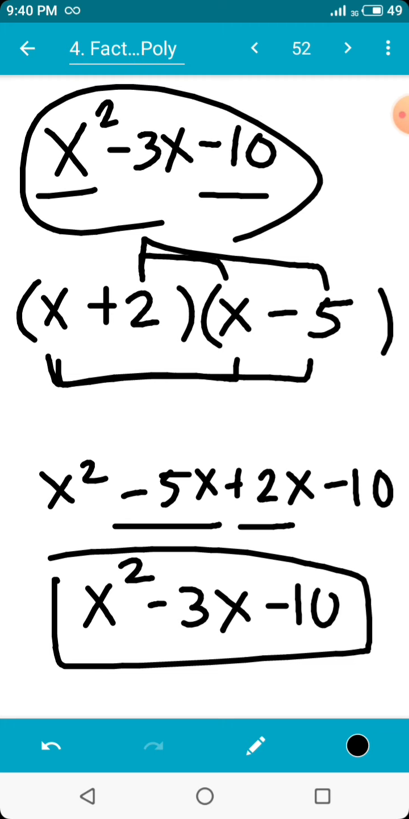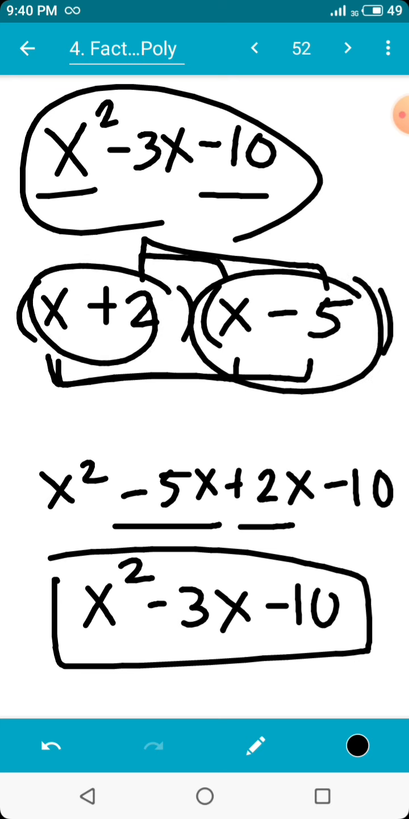Okay? So, again, kung mapapansin nyo, di ba pag nag-multiply tayo ng polynomials, nakuha natin yung product na ito. So, kung gusto lang natin kunin yung factors ng product natin, i-undo lang natin yung FOIL method. Okay?